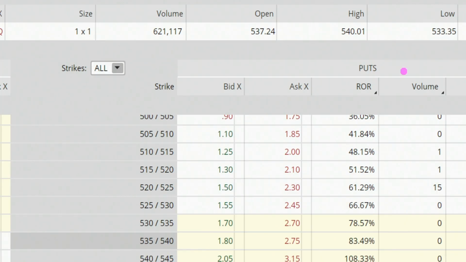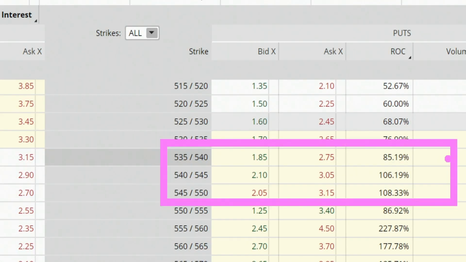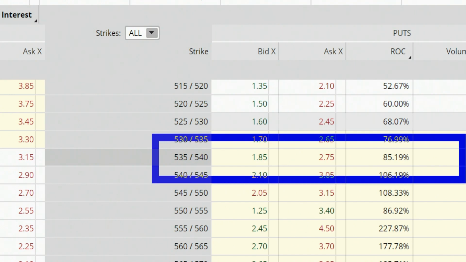For this, instead of using volume or open interest, I typically look at ROR, which is return on risk, or ROC, which is return on capital. It's great because it gives you a quick analysis of how much you'll return based off this current trade setup. In this case, because it's 106, it means you would only make 95% return on your money. Because this one's 85, it means you'll make 115% return on your money. I like those odds better, especially because it's at the strike price.